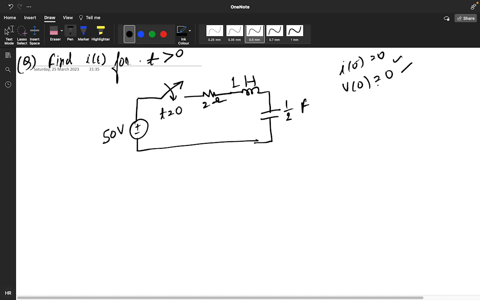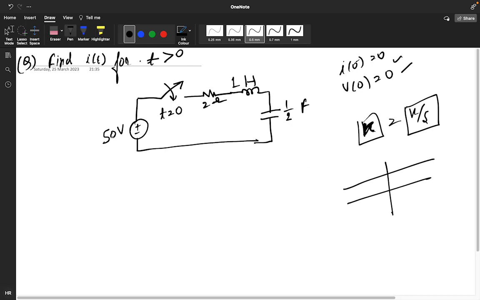Now, I just want to tell you one thing. What is the Laplace transform of a constant term? For a constant term, like a voltage source, the Laplace transform is K upon S. If some signal is 50 volt, it is coming from minus infinite and going up to infinite. So what will be the Laplace transform of this 50 volt? It will be 50 by S.